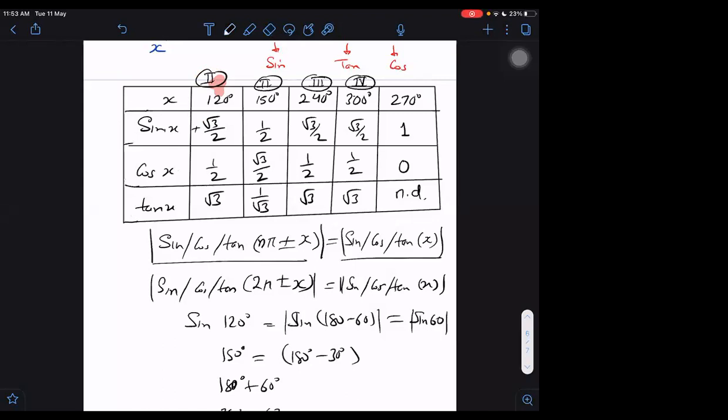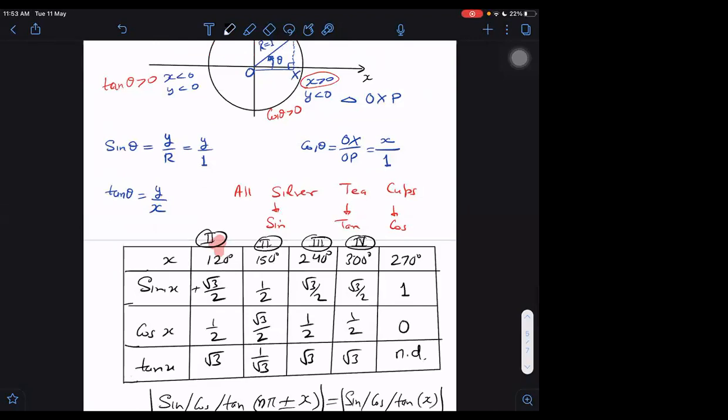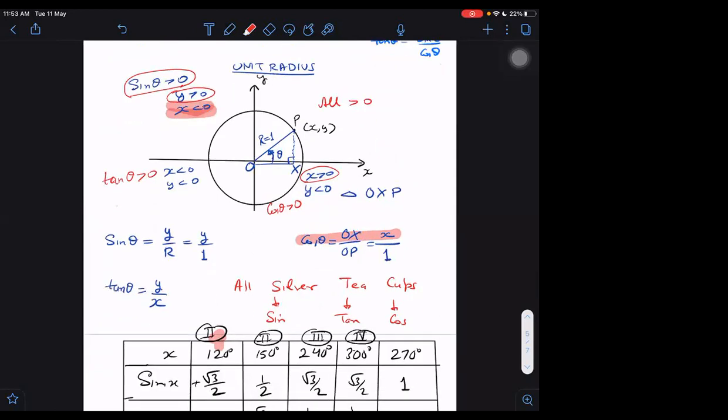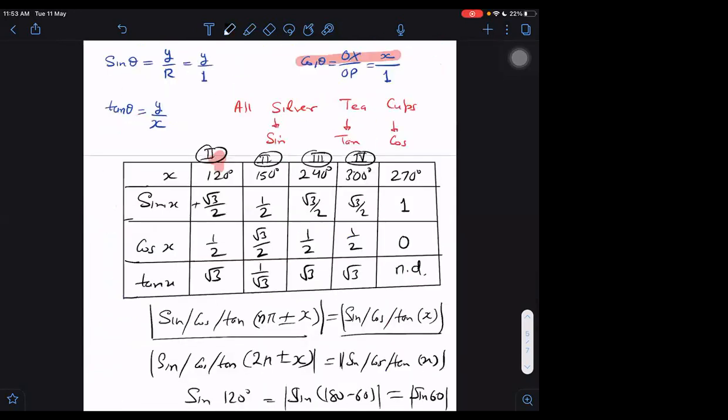Cos x in the second quadrant will be negative. Why is cos x negative? Reason is this. In the second quadrant, x value is negative and cos x depends on x. If x is negative, cos x will be negative. So it will be a minus sign here. What about tan x? Tan x is a ratio. One is positive, other is negative, so it will be negative only.